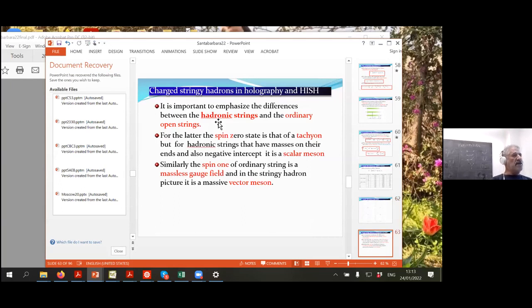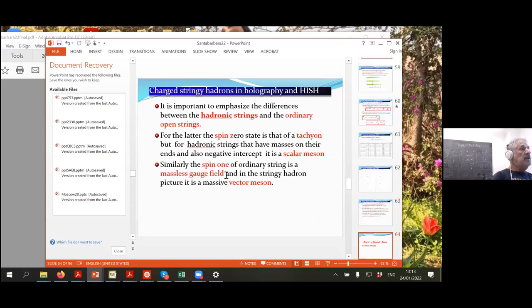Okay, I want to make one short remark. There is a basic difference between the states of this hadronic string and the ordinary open string. The ground state is for us not a tachyon, because we have massive endpoints and we have a negative intercept, and the spin one is not massless. It's a massive vector meson rather than the gauge field.